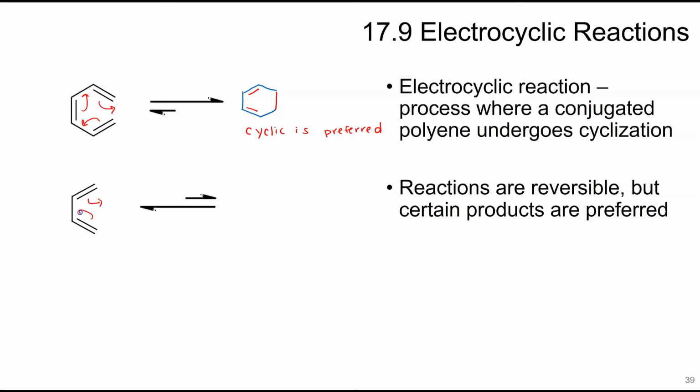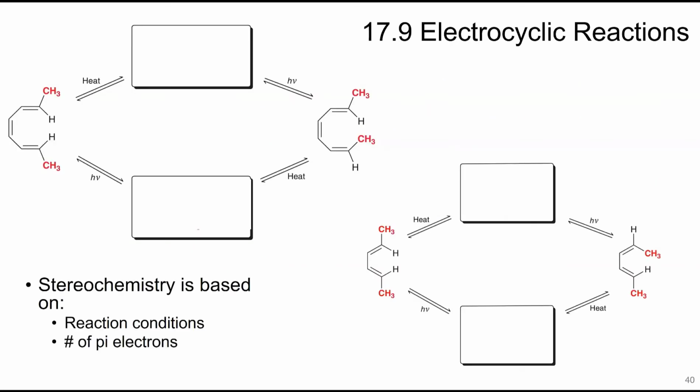If I move the electrons here, the preferred is the open structure. This is preferred. And that is due to angle strain. In these electrocyclic reactions, the stereochemistry is based on the reaction conditions as well as the number of pi electrons. So this is going to form a 6-membered ring.